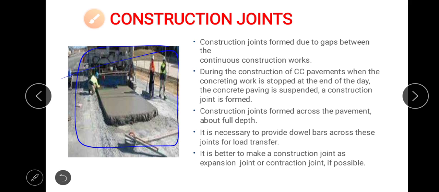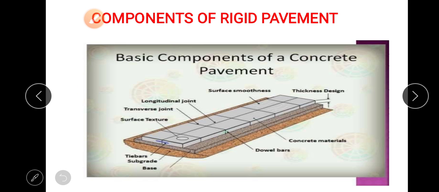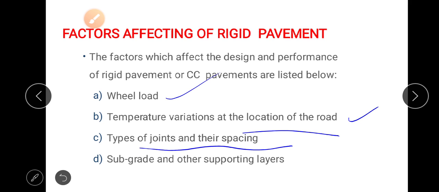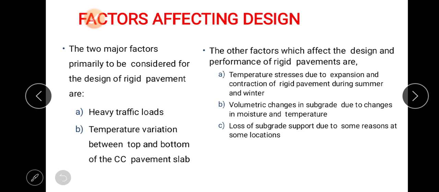Dowel bars are provided. It is better to make a construction joint as an expansion joint or contraction joint if possible. So the components of rigid pavement, once again, are shown. Factors affecting the rigid pavement: wheel load, temperature variations at the location of the road, types of joints and their spacing, subgrade and other supporting layers.